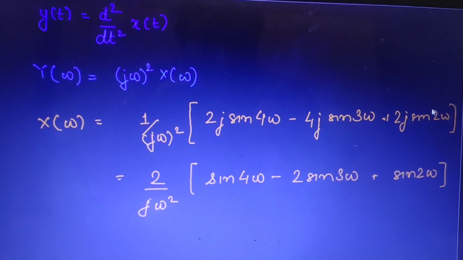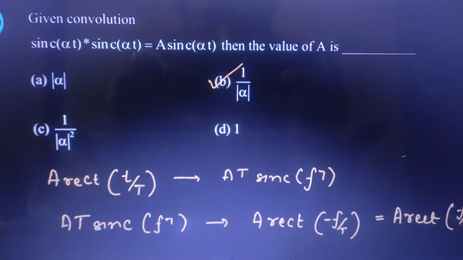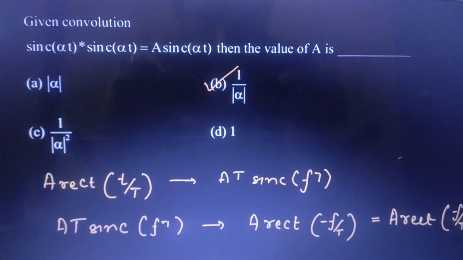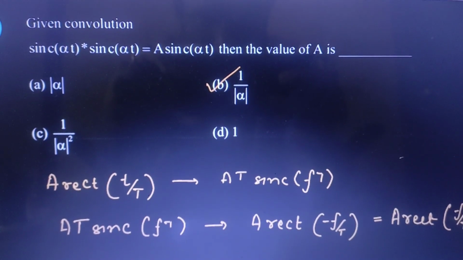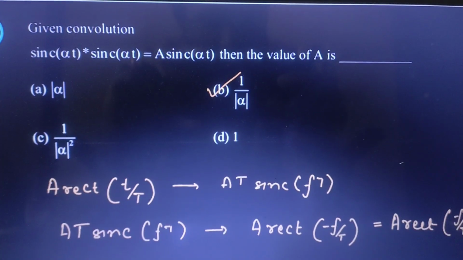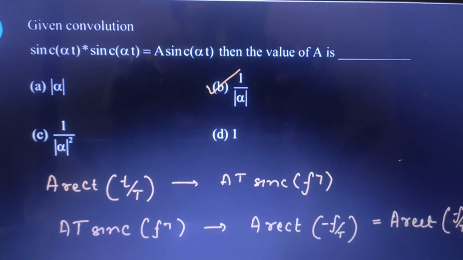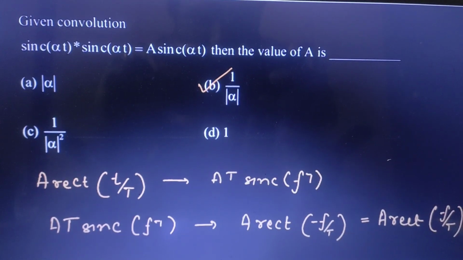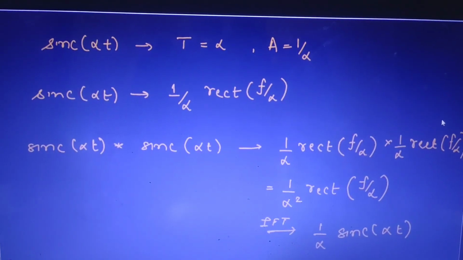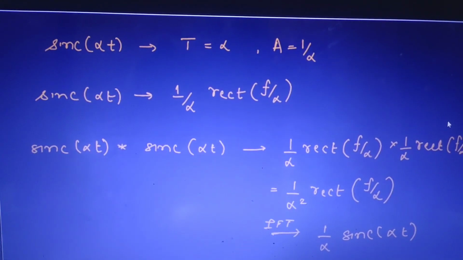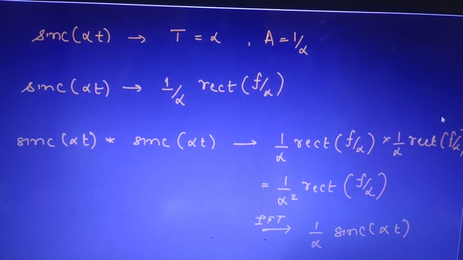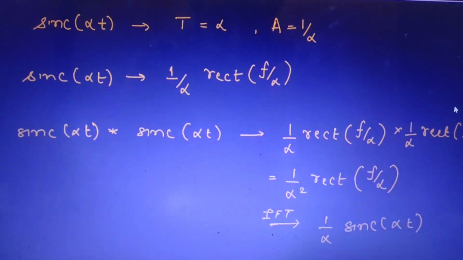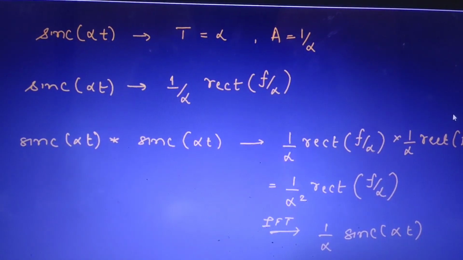In this question he is asking about the convolution. Sinc alpha t convolved with sinc alpha t is equal to a sinc alpha t. He is asking what is the value of a. So the value of a is 1 by alpha. When you convolve sinc alpha t with sinc alpha t, you will get 1 by alpha square into rectangle of f by alpha.